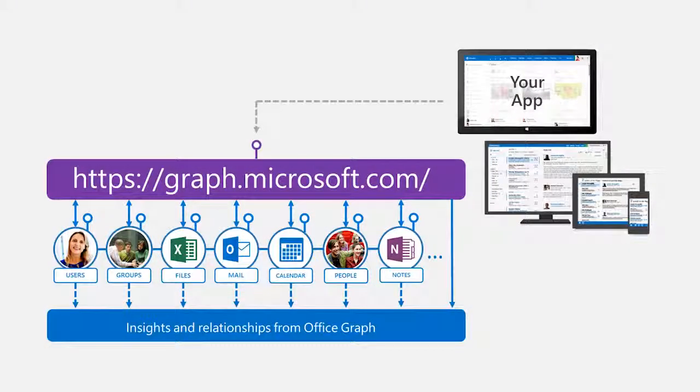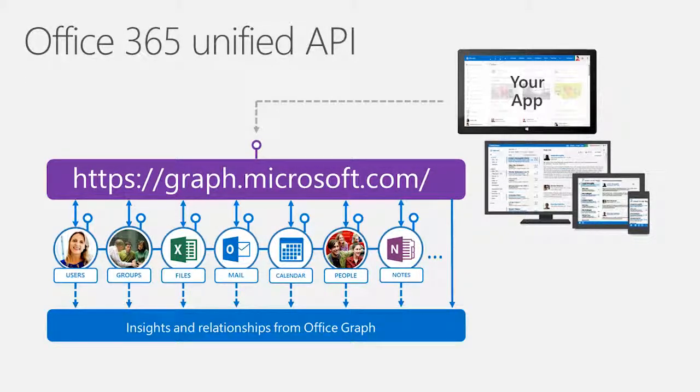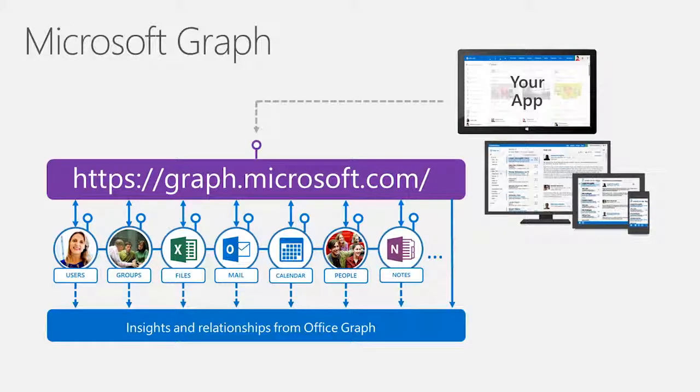The Microsoft Graph API was introduced earlier this year in preview under the name Office 365 Unified API. Today, the Office 365 Unified API is getting a new name, Microsoft Graph. Here is what's in preview underneath the Microsoft Graph/beta endpoint.